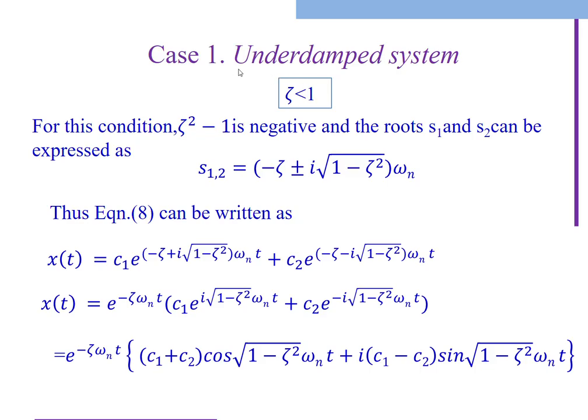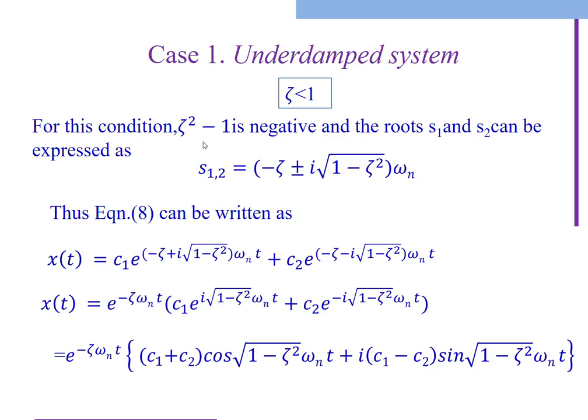Here we can see case 1, the underdamped system, for free vibration of a single degree of freedom system with damping condition. When we provide damping, we go for three cases. Case 1 is the underdamped system, which means the ratio of c by cc should be less than 1. That ratio zeta is less than 1, whereas c is lesser than cc. If c is less than cc, then we get zeta less than 1.